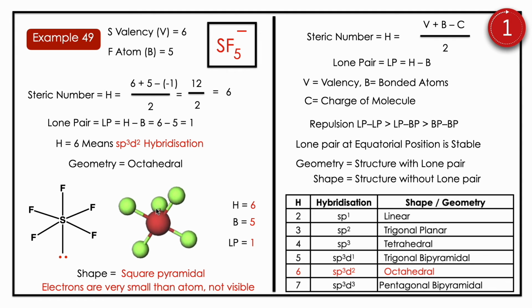So in SF5 minus, the fluorine atoms can occupy anywhere. The lone pair also can occupy anywhere because the system is so symmetrical. So the system will look like square pyramidal because the lone pair is not visible. So the shape of SF5 minus is square pyramidal.